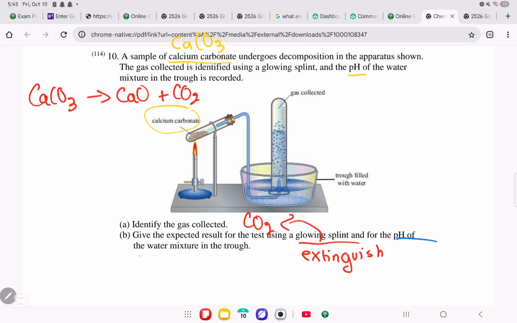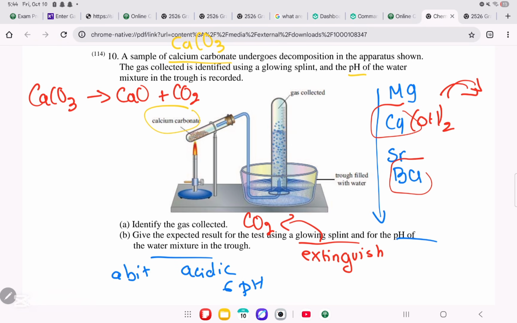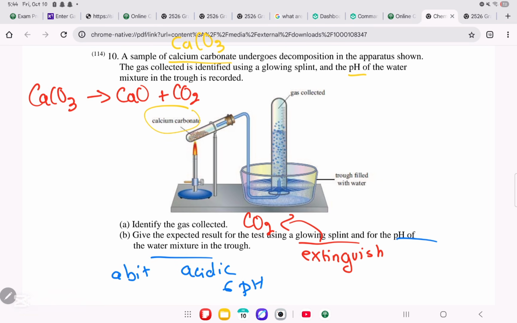The pH of the water mixture is going to be a bit acidic, so around pH 6. Why is that? Because we said as we go down the group, the solubility of hydroxides increases. If we compare barium with calcium, calcium would definitely be less soluble as a hydroxide, so it would not release as much into the water to make it basic. So the water mixture in the trough is going to be a bit acidic and will have a pH of 6.